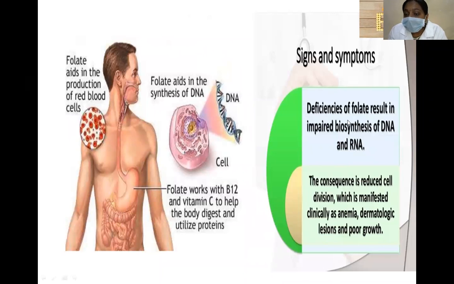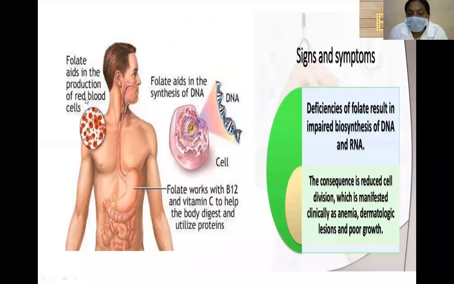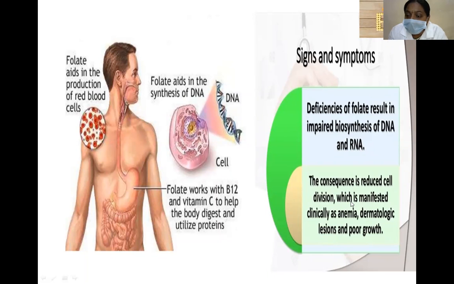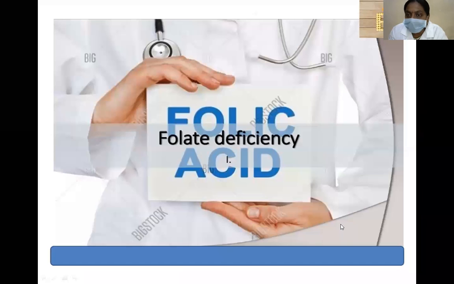When there is a deficiency of folate, it mainly impairs the synthesis of DNA and RNA. This reduces cell division, which is clinically manifested as anemia, dermatological lesions and poor growth. Folic acid is mainly involved in the production of RBC. Folate or folic acid is involved in the synthesis of DNA and RNA, and impaired synthesis reduces cell division, clinically manifested as anemia and dermatological lesions.